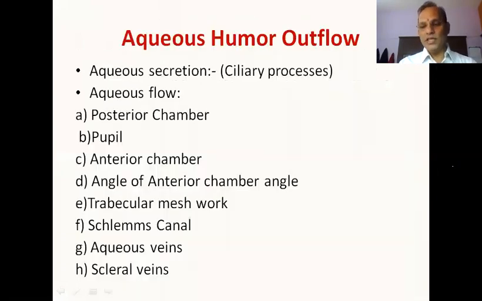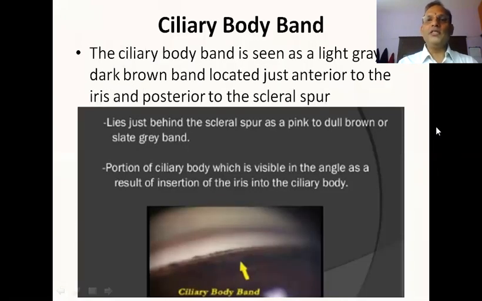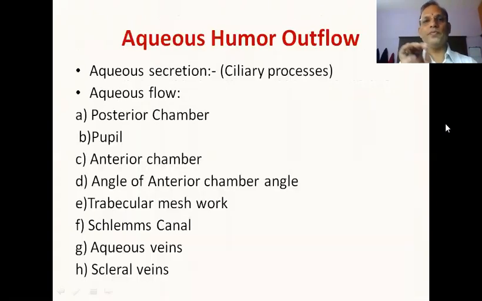This ciliary body band is usually seen in wide open angles. If the ciliary body band is seen, we say that the angle is wide open, so the aqueous flow will be easy. There are certain pathological conditions where you can see a widened ciliary body band, that is in case of traumatic glaucoma. In trauma, where there is disinsertion of the ciliary body band, you see a wide ciliary body band.